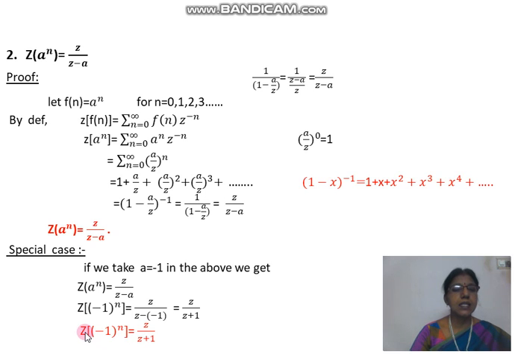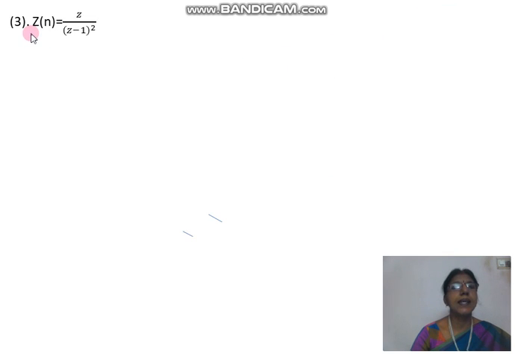On the LHS put capital Z; by mistake we might sometimes put small z. This means capital Z is the z transform of the n function. Z transform of minus 1 whole power n is equal to z by z plus 1. Now we have derived z of 1, z of a power n and z of minus 1 whole power n. Now we see the next formula.